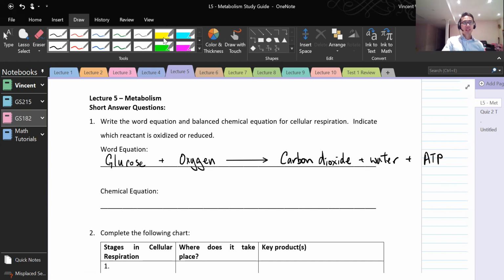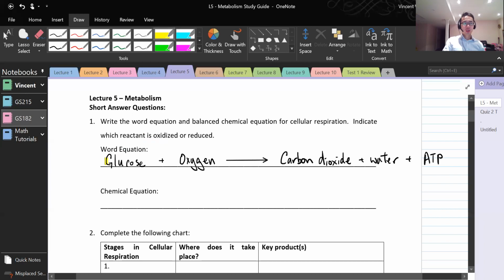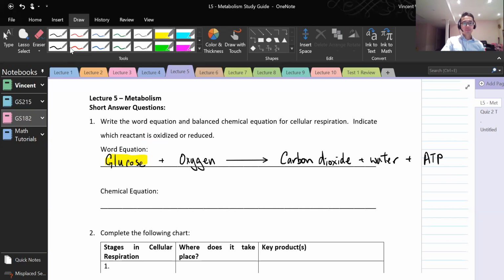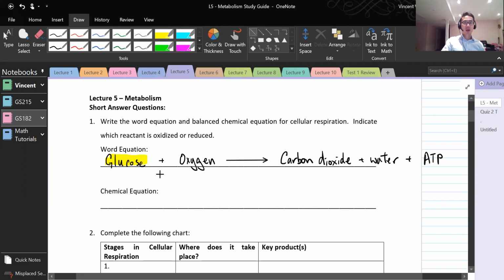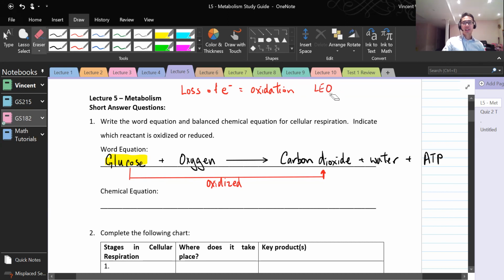Okay. So in this reaction, the glucose is going to be the one that's being oxidized. Okay, it is the one that is going to be releasing electrons. Okay, so glucose will be oxidized into carbon dioxide. Okay, so loss of electron equals oxidation. Okay, so you can remember it as LEO, right? Loss of electron is oxidation.